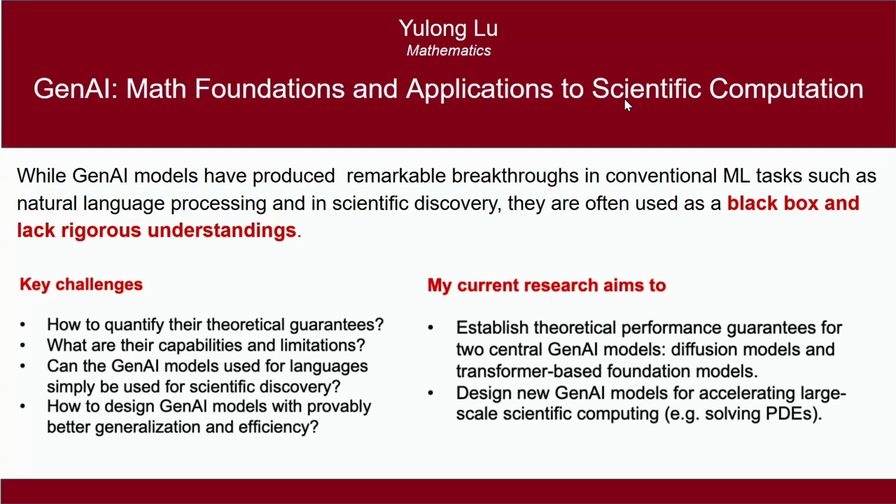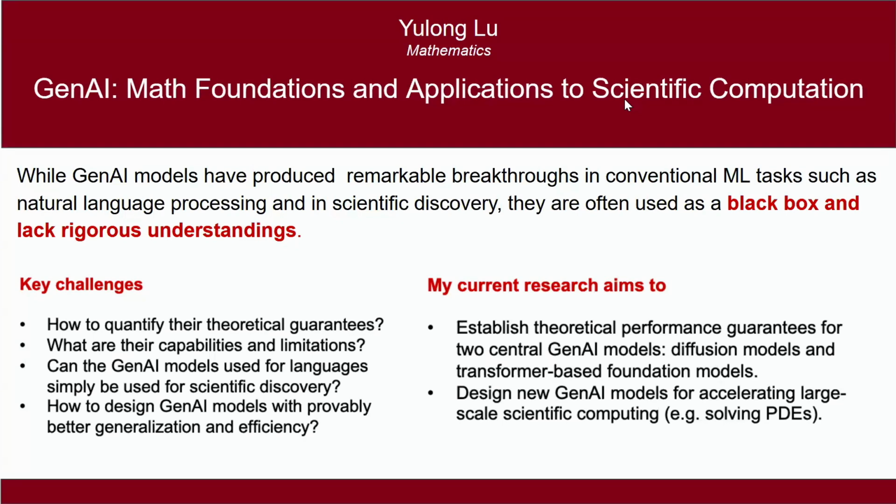So there are several key challenges I want to bring up. First, how to quantify their theoretical guarantees in various tasks, and what are the capabilities and limitations of those models. Can we simply use the generative AI models designed for languages for scientific discovery? Do we need to modify the models in a way that better fits different scientific tasks? And how to design the models to promote better generalization and efficiency.